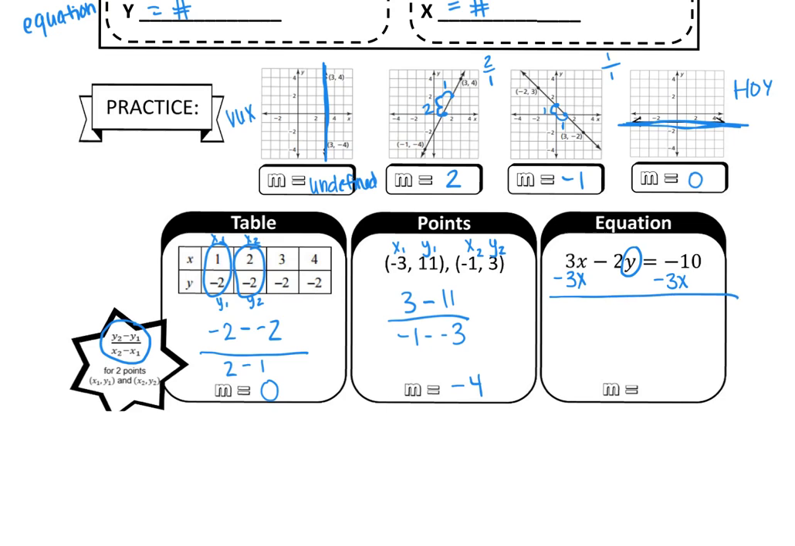So 3x minus 3x makes 0. We can cross that off. Bring down the -2y. -10 and -3x do not have the same variable. The 10 does not have anything with it. The 3 has the x, so we cannot combine those. We've got to leave them separate. So we're going to do -3x minus 10.